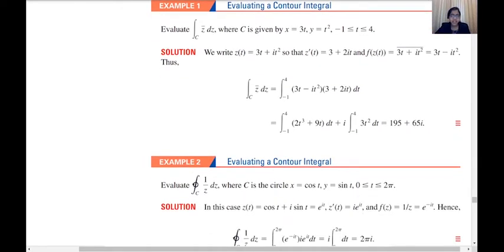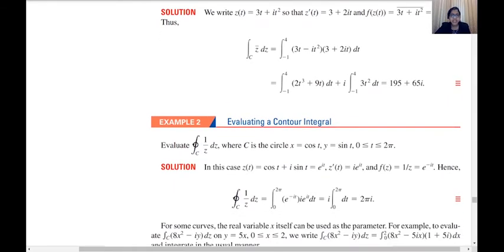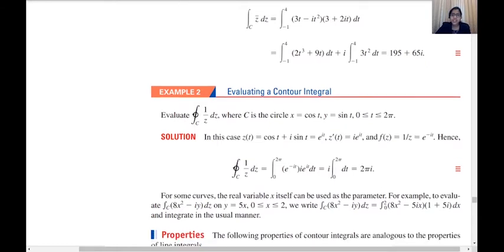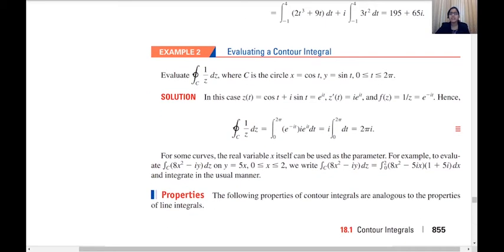And next is another example, evaluate the integral over c. Now c is a closed curve here, keep in mind the notation. The integral of 1 by z dz, where c is a circle, x is equal to cos t, y is equal to sin t, t varies from 0 to 2 pi. So in this case, what will be our z of t? Z of t will be equal to cos t plus i sin t. Now we are familiar with this form, right? That is, cos t plus i sin t is nothing but e raised to it. So z of t is nothing but e raised to it.